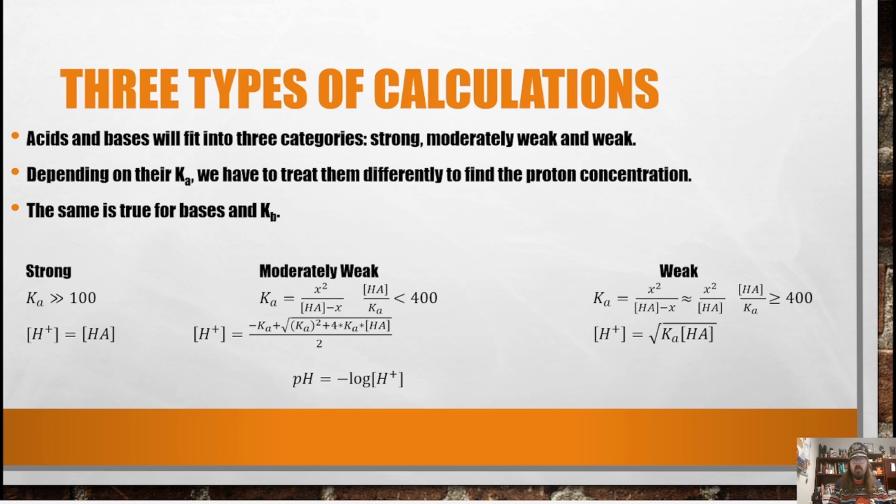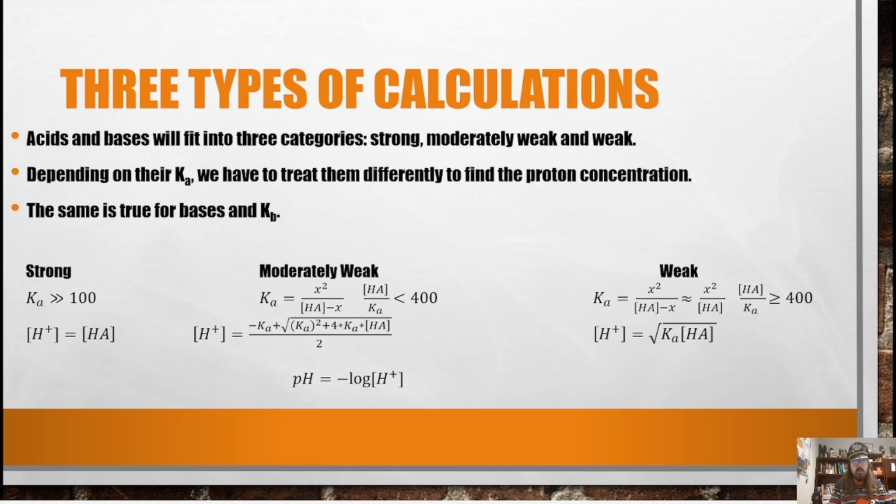But when we're in the moderately weak category, where the Ka is similar in strength to the HA, we need the quadratic or some sort of iterative approach to try to give us our concentration of hydronium. But once we have that, in all 3 steps, we still have to take the negative log, because more often than not, we want the pH, not just the H+. So keep that in mind.